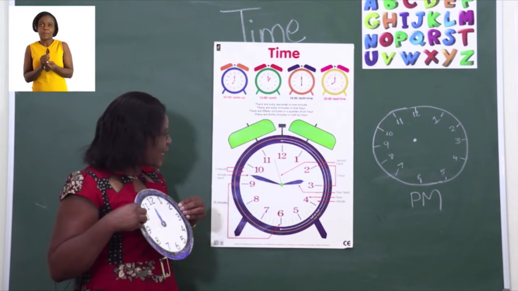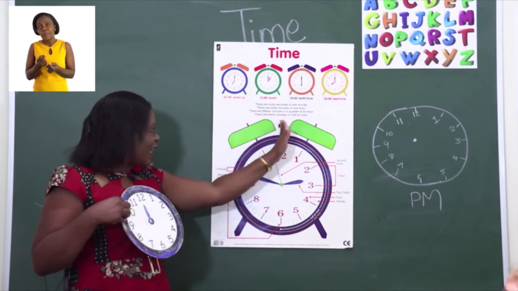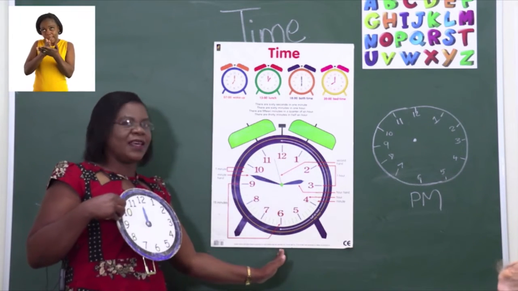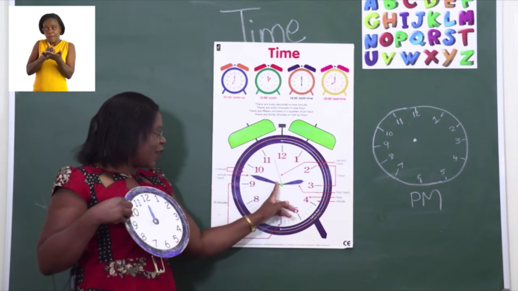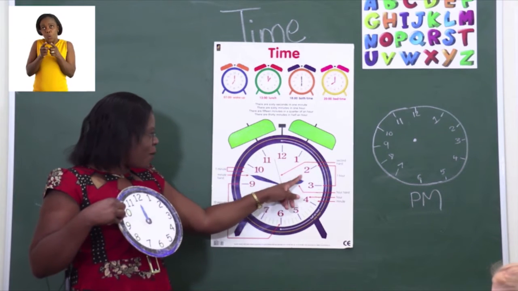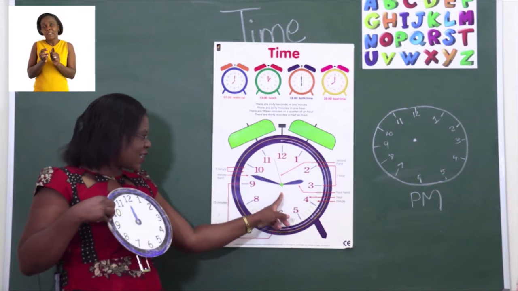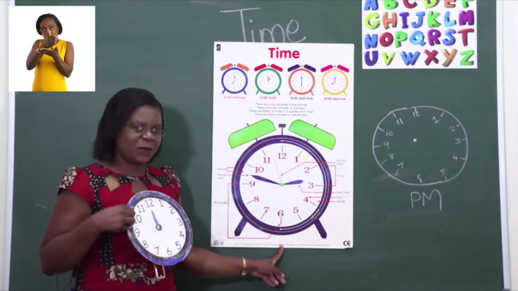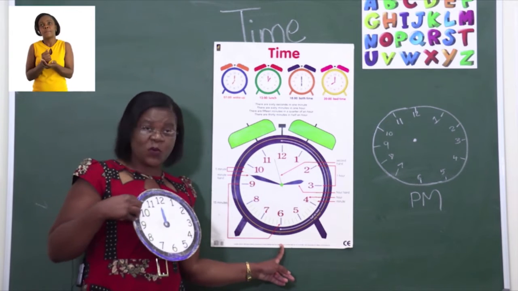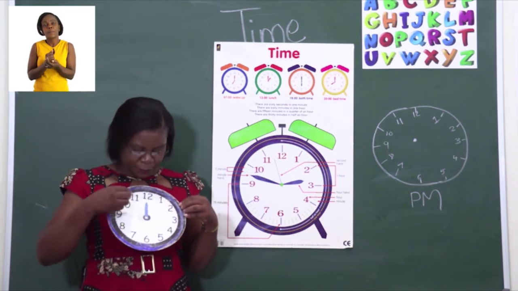Now, half past, you see the circle? This is a complete circle. When we cut this circle in the middle here, this will be a half and that will be a half. Therefore, when the long hand is pointing at exactly 6 like this to cut the circle in the middle, we say it's half past. All right, are you still with me? That is half past. Okay, now let me show you an example.